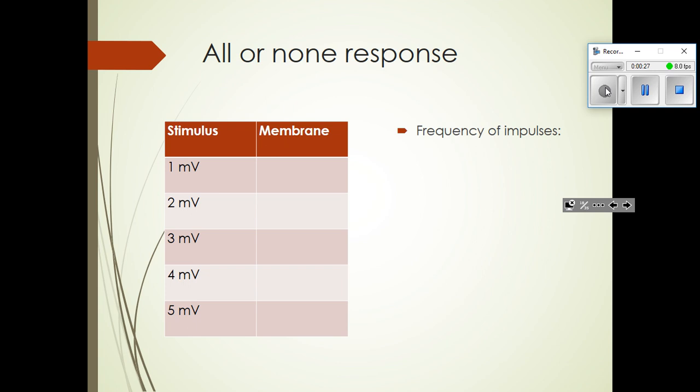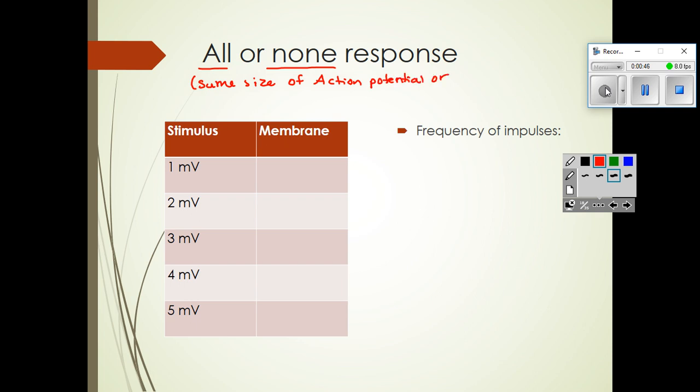Now, when we're talking about action potentials, it's called an all or none response. When we say that, what we're really saying is we get the same size of action potential, or none at all. So there's not tiny action potentials, medium action potentials, big action potentials. Either there's an action potential, one size fits all, or there isn't.